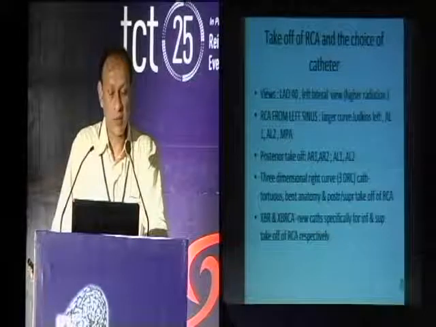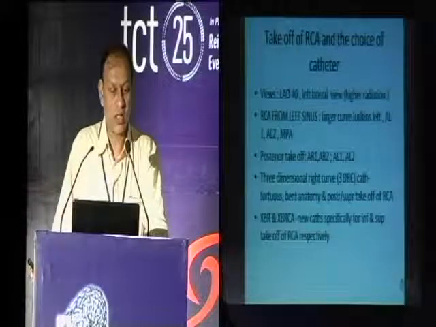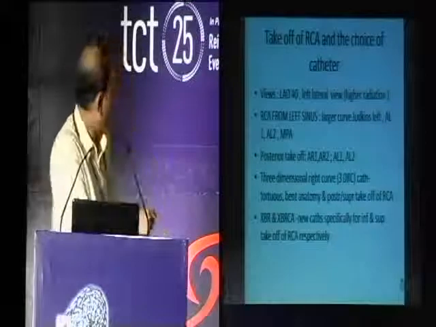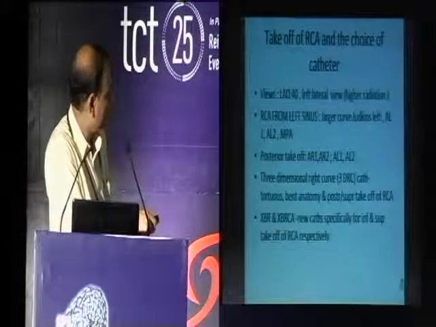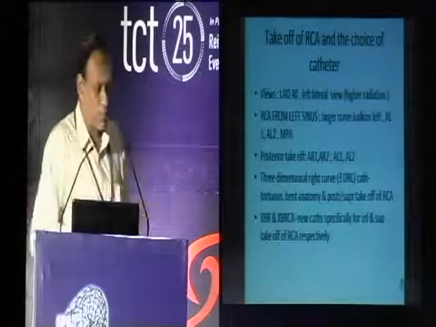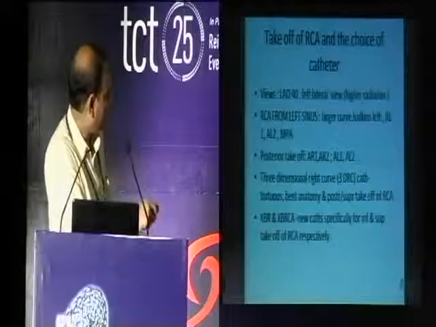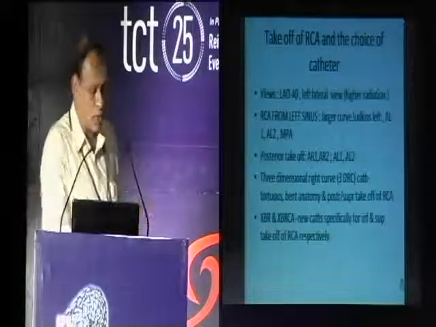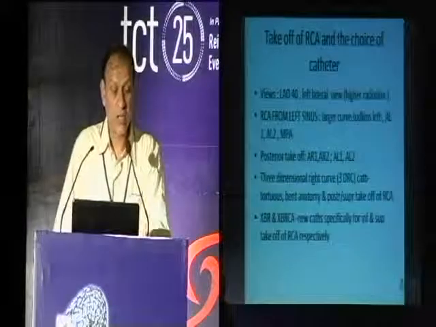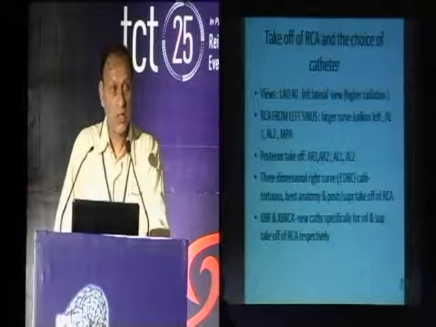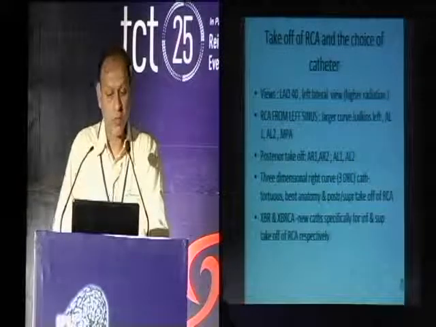Of course, very important to remember, there's a higher radiation dose when you do your manipulations in the left lateral view. And sometimes when you have the right coronary artery coming from the left sinus, you can use a larger curve Judkins left or an AL1, AL2, sometimes even a multipurpose catheter. And if you have a posterior takeoff, AR1, AR2, AL1 or AL2, the Amplatz catheters are the catheters of choice. The three-dimensional right curve catheter is especially useful when you have a tortuous bent anatomy and a posterior or superior takeoff of the RCA.